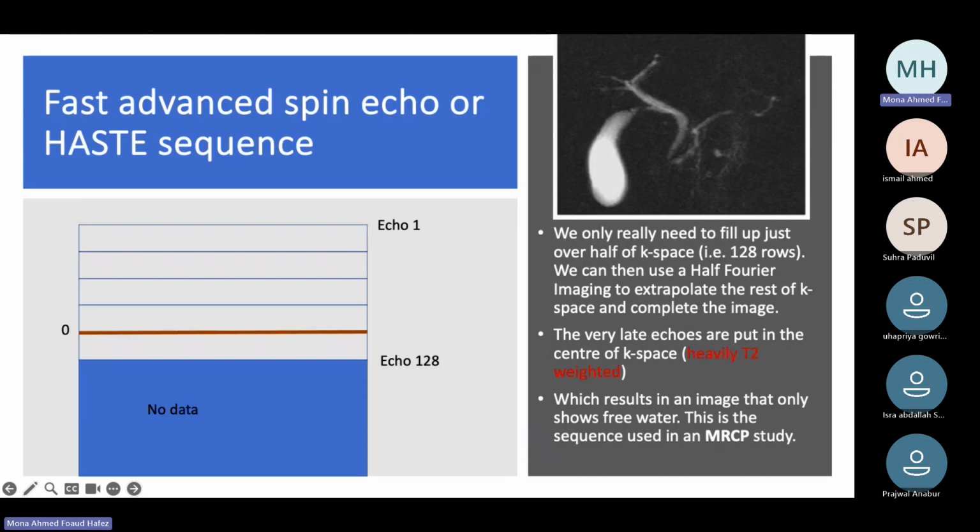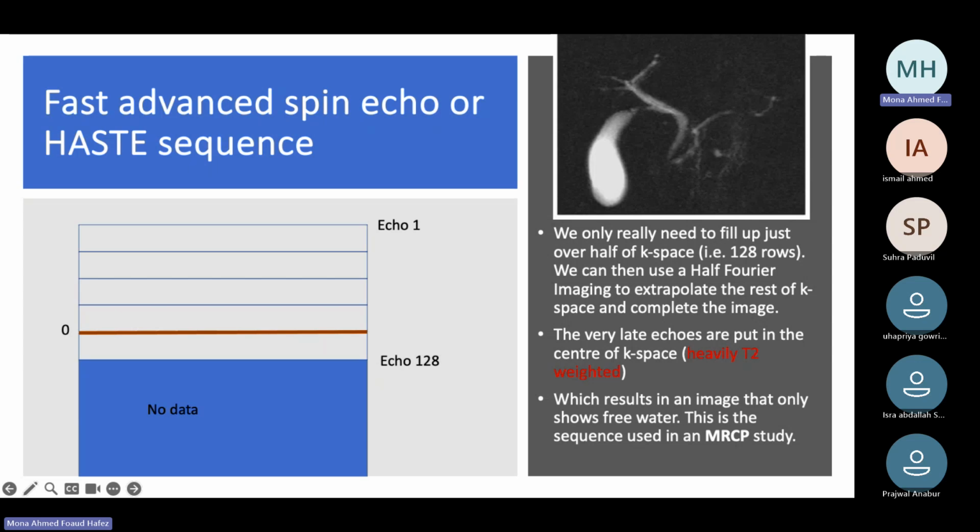Fast advanced spin echo, or half Fourier acquisition single shot turbo spin echo, HASTE. In this sequence we only need to fill up just half or 60% of k-space. Typically, they fill 60% of the k-space. These areas of k-space are filled, which is called half Fourier imaging. And we extrapolate the rest of k-space and complete the image. Mathematically, the rest of the image will be created.